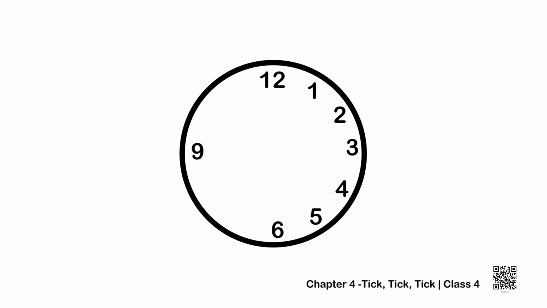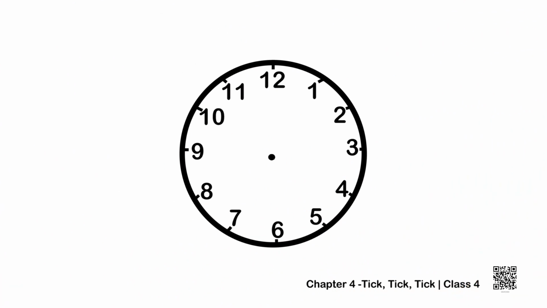4 and 5 should be written in between 3 and 6. 7 and 8 should be written in between 6 and 9. 10 and 11 should be written in between 9 and 12. Good. Our clock is ready.